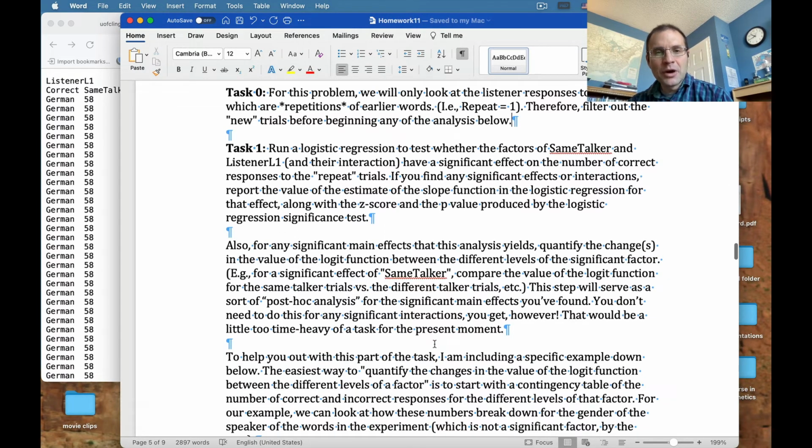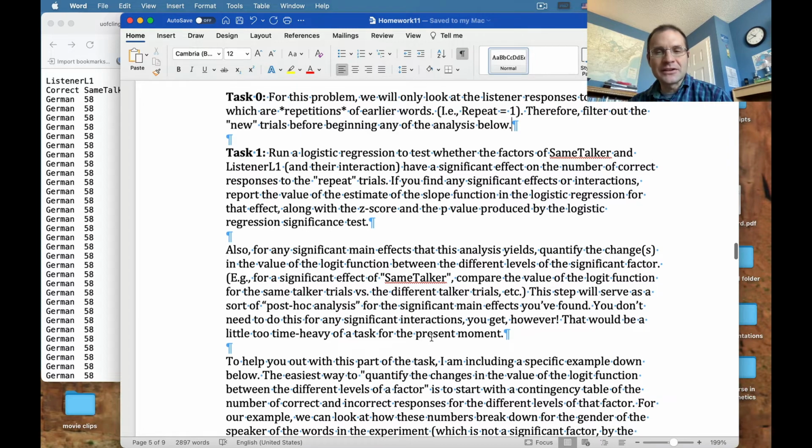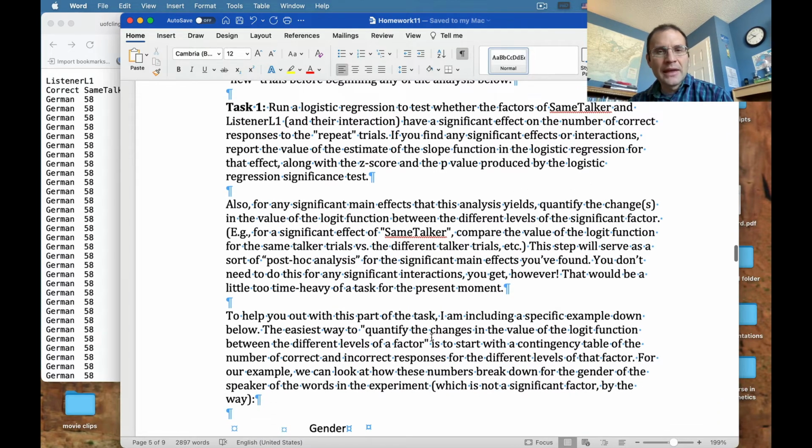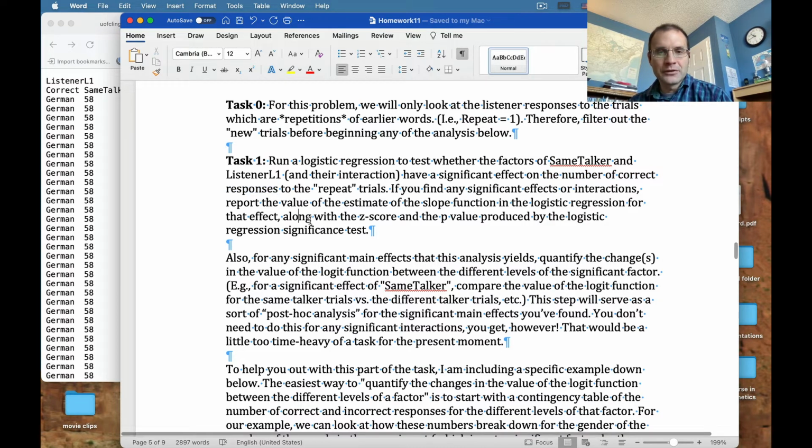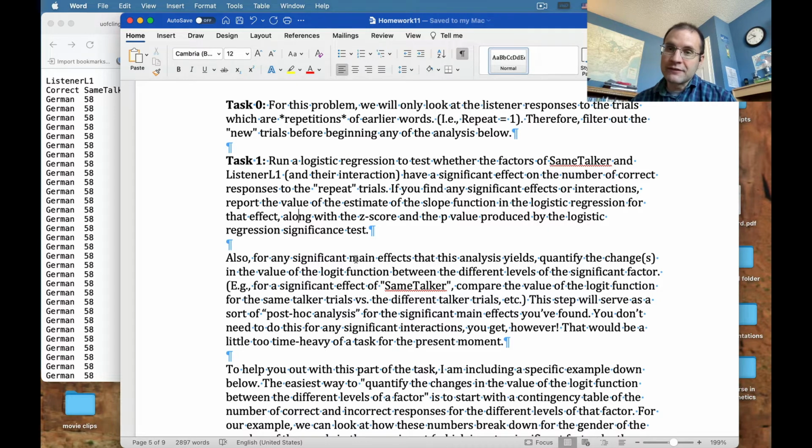Task number 1, run a logistic regression to test whether the factors of same talker and listener L1 and their interactions have a significant effect on the number of correct responses to the repeat trials. So you've already filtered out the others, so basically what's left, you look at the factors of same talker and listener L1, and then your dependent measure is the number of correct responses that you're getting for those trials. If you find any significant effects or interactions, report the value of the estimate of the slope function in the logistic regression for that effect, along with the z-score and the p-value produced by the logistic regression significance test.